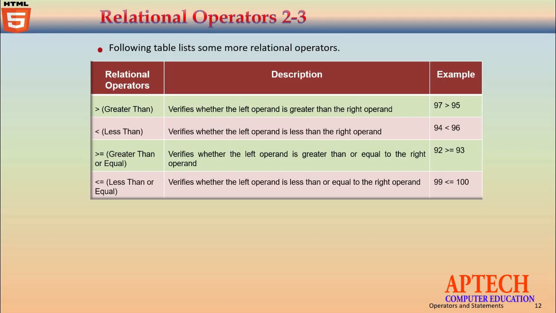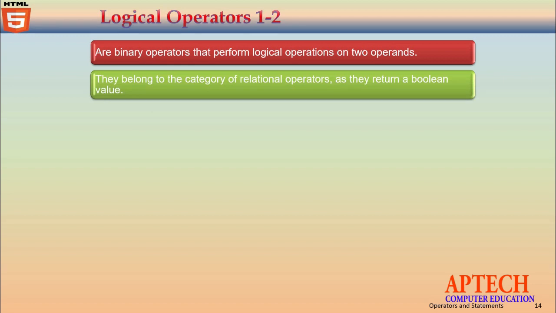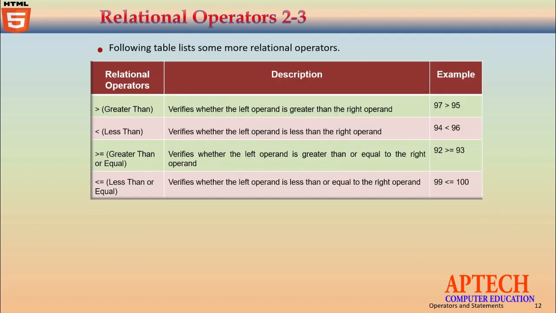Now let's see the next operator, that is the logical operator. Logical operators are also a type of binary operator. That means it takes two operands. They belong to the category of relational operators as they return a Boolean value. So the logical operators are used to combine two conditions, and the conditions can be made using the relational operator.